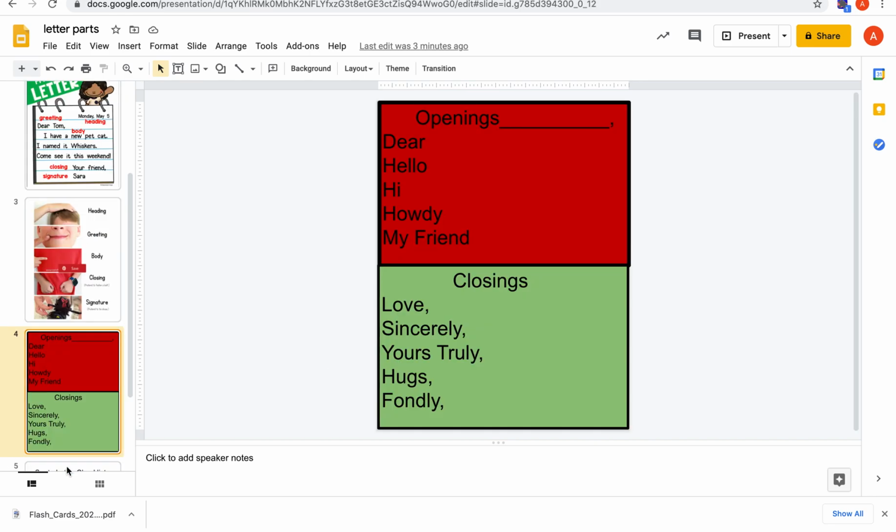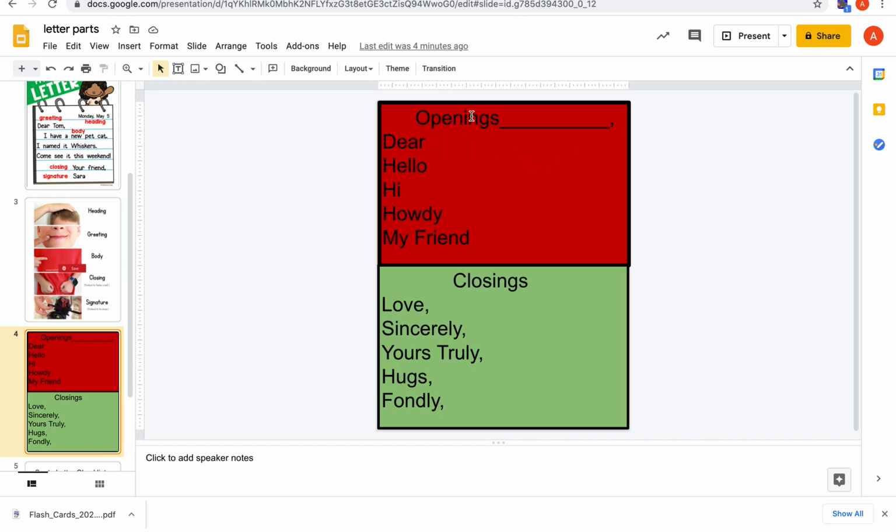So let's look at some of the options for our greetings. When we open a letter, we open it by saying the greeting word and then their name and a comma. Do you see this little guy? That's called a comma. So some greeting words are like this. These are not the only ones, but these are some good choices for you to use with your letter to Santa. Dear, hello, hi, howdy, my friend. So remember, we would use the greeting word and their name. That's why I put that blank there to remind you. Their name and a comma.